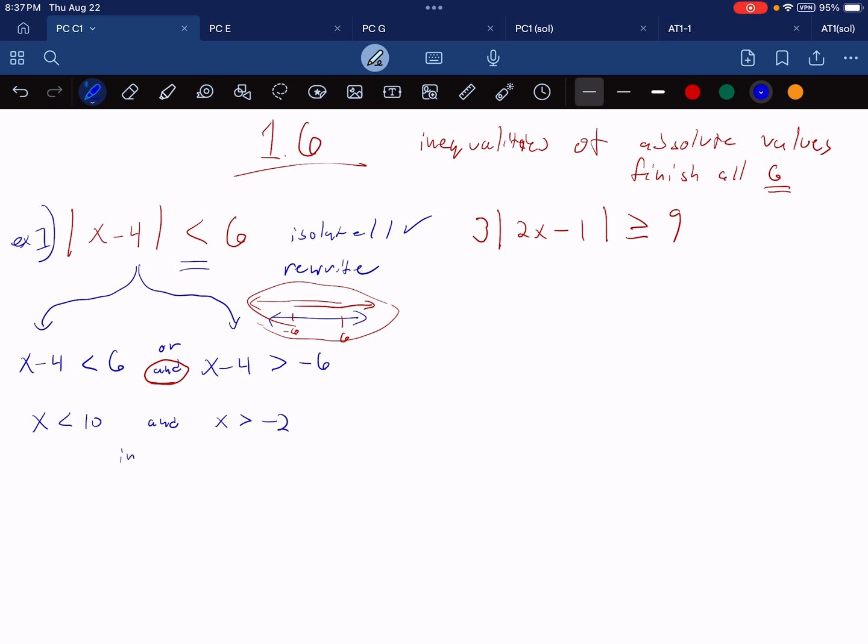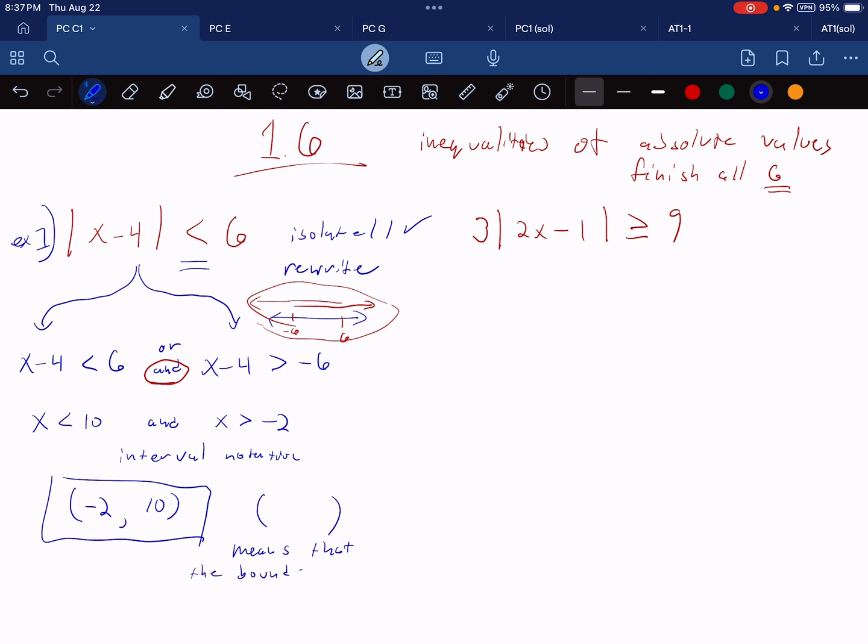Now what I want to do is interval notation. The interval notation starts at the low end. The low end is negative 2, and we want to include all numbers between negative 2 and 10. This is interval notation. Notice parentheses, basically parentheses means that the bounds are not included.